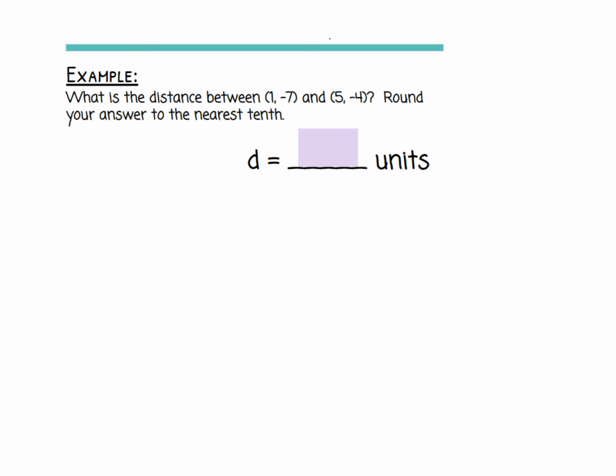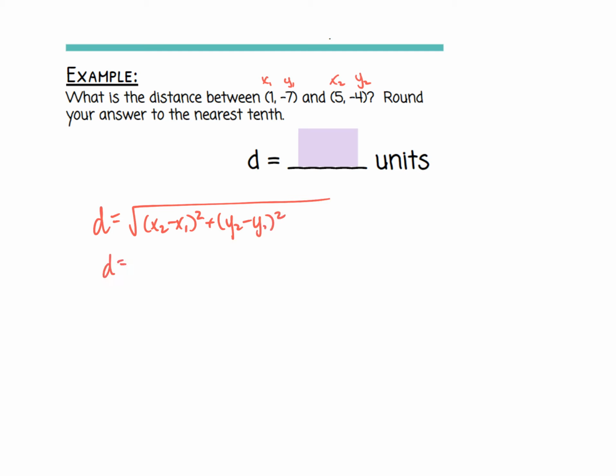It says, what's the distance between (1, negative 7) and (5, negative 4), when we round our answer to the nearest tenth? All right, so this is my x sub 1, y sub 1, x sub 2, y sub 2. So my formula, I'm going to go ahead and write it out. And I recommend, honestly, writing it out a couple of times, because once you write it out a couple of times, you've got it.